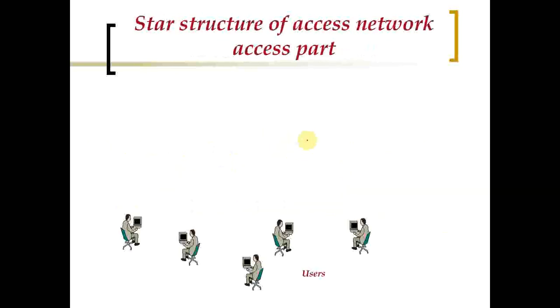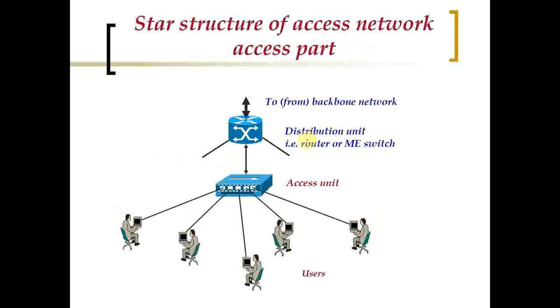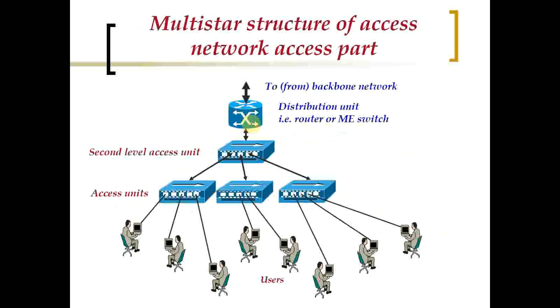So this is how it looks. This is a simple star structure topology. We have an access unit and the users, and the access unit is directly connected to the distribution node. But if we have more users, more ports will be utilized, so we need to put in more access units. They need to be aggregated somewhere, so we put an additional layer, exactly here. This is a second level of aggregation, aggregating from the access nodes. And this is the multi-star hierarchical structure.